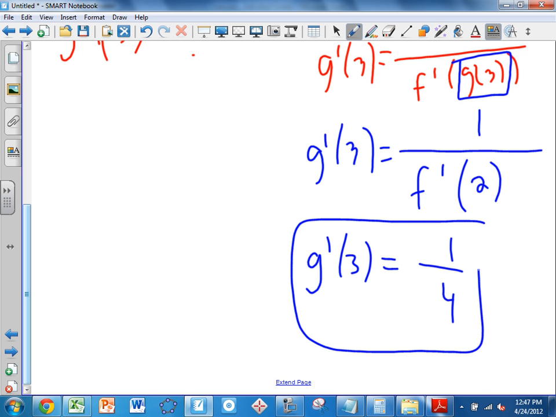A lot of this is just manipulating a rule. That's why I hate the fact that it's on the exam. There's barely any calculus involved here. Okay, I mean, I know you're doing the derivative and stuff, so there is calculus, but it really is just a rule.